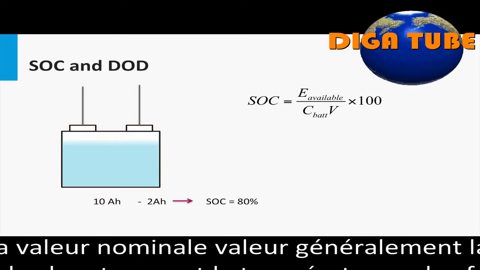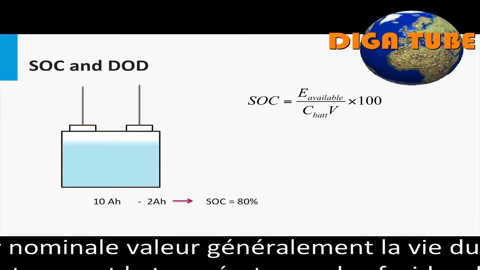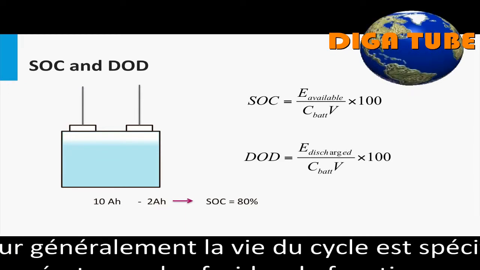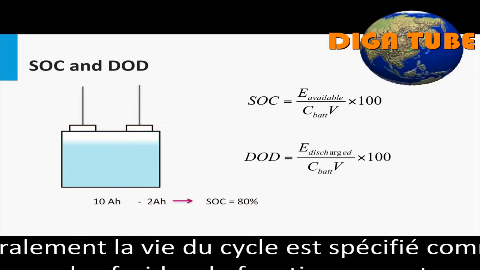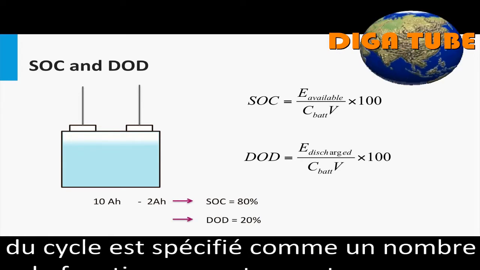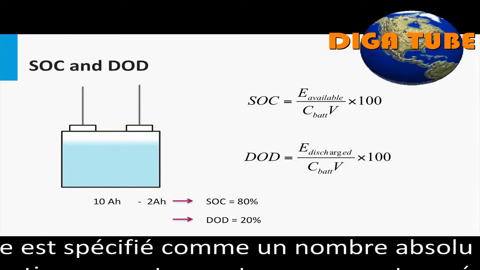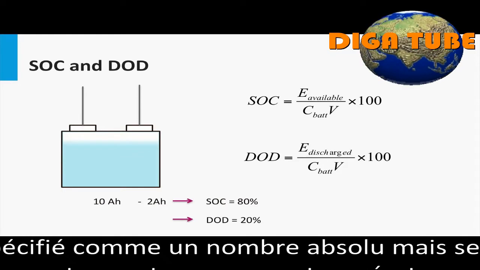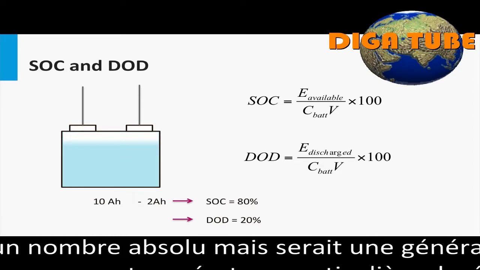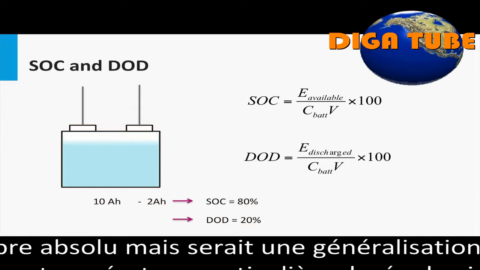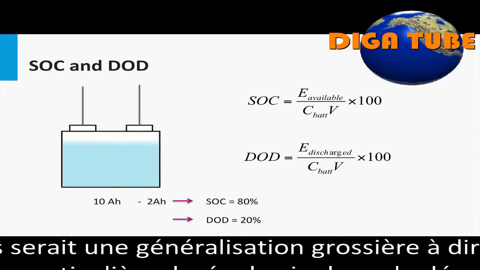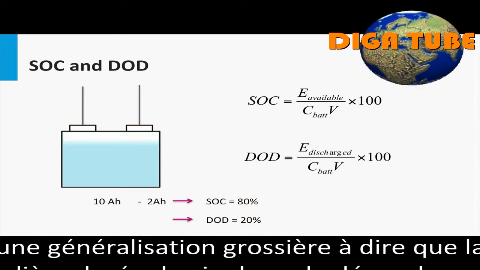Then we also have the depth of discharge, or DOD. Depth of discharge is defined as the percentage of the battery capacity that has been discharged. Thus, a 10 amp hours battery that has been drained by 2 amp hours has a depth of discharge of 20%. Thus, the depth of discharge and the state of charge can be seen as complementary to each other.